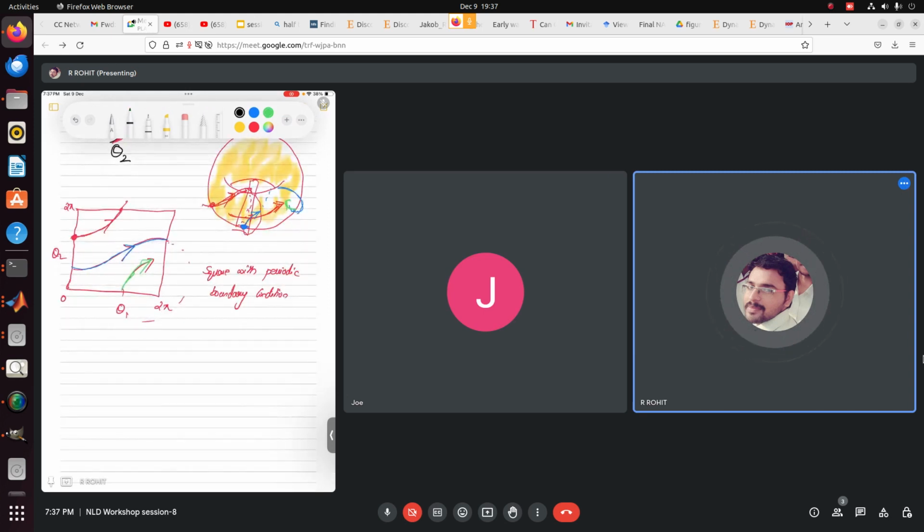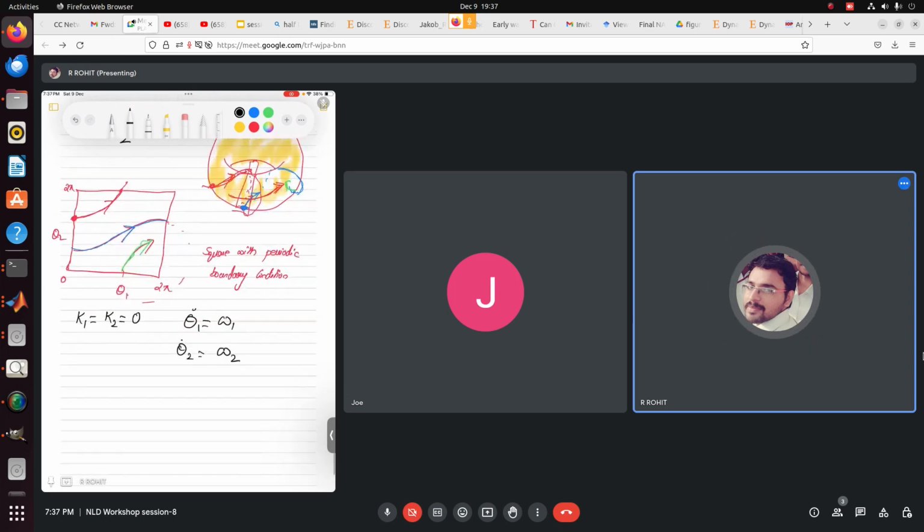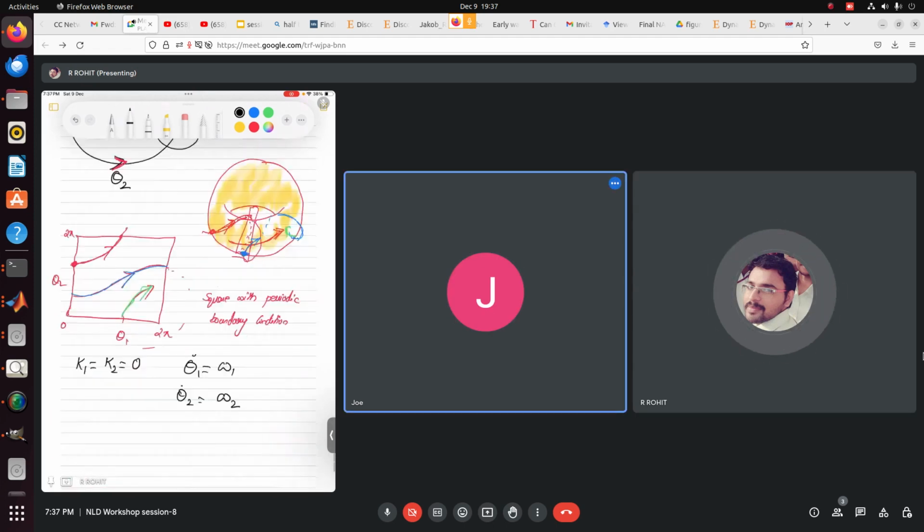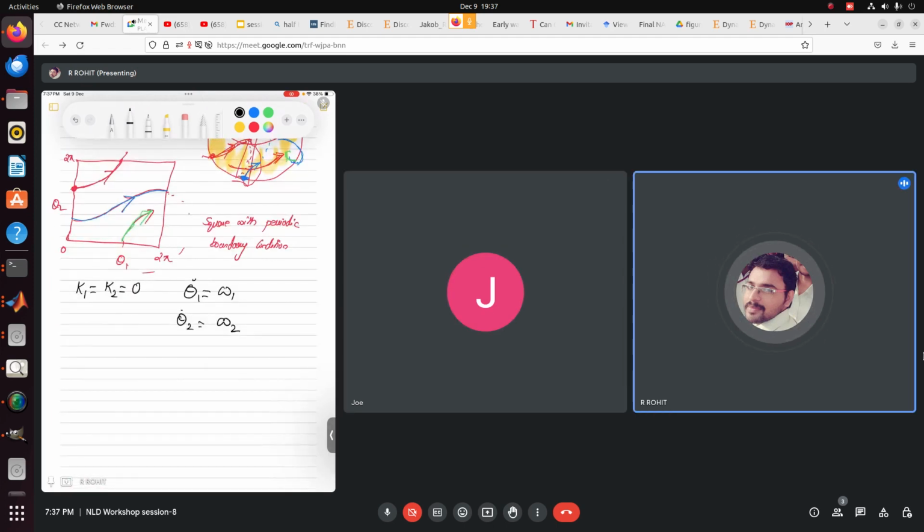People were more interested in this, and a simple case of that is when your coupling strength constants K1 and K2 are equal to 0. Then your equations reduce to a simple linear oscillator model, which is nothing but theta 1 dot equal to omega 1, theta 2 dot equal to omega 2. You get this by just substituting K1 and K2 as 0. Now the corresponding trajectories are just simple straight lines. That is, if you take d theta 1 by d theta 2, it is nothing but omega 1 by omega 2.